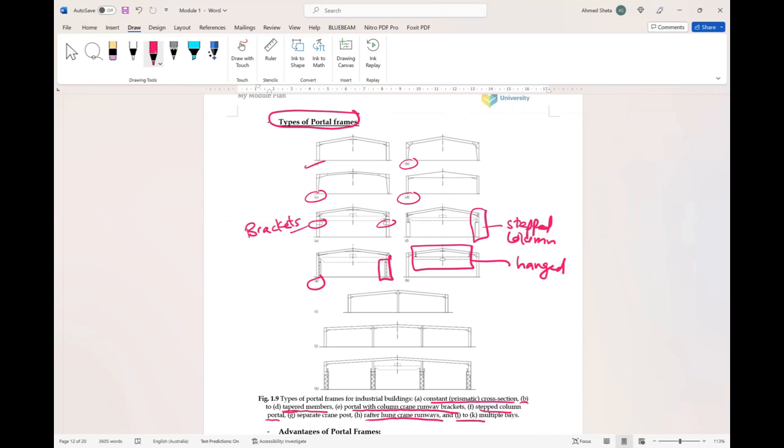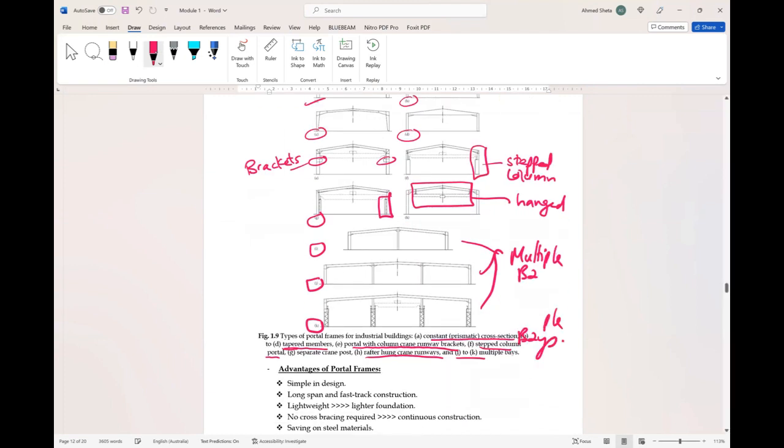I to K, multiple base frame. So I, J, K are multiple base portal frames. So these are several types of portal frames.